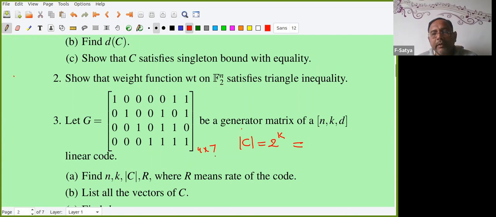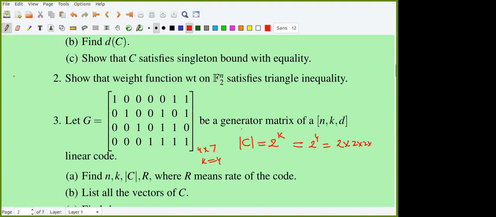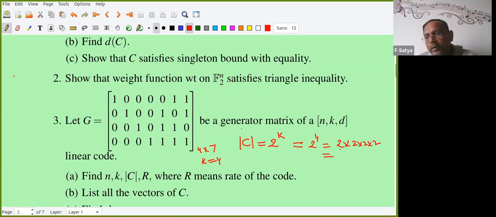That also has to be mentioned: k is equal to 4. So 2 power 4. Do you know the value of 2 power 4? You don't know that either? Okay. It is 2 into 2 into 2 into 2. 2 2s are 4, and these 2 2s, 2 into 2, also 4. 4 into 4, you know, I hope. It is 16.